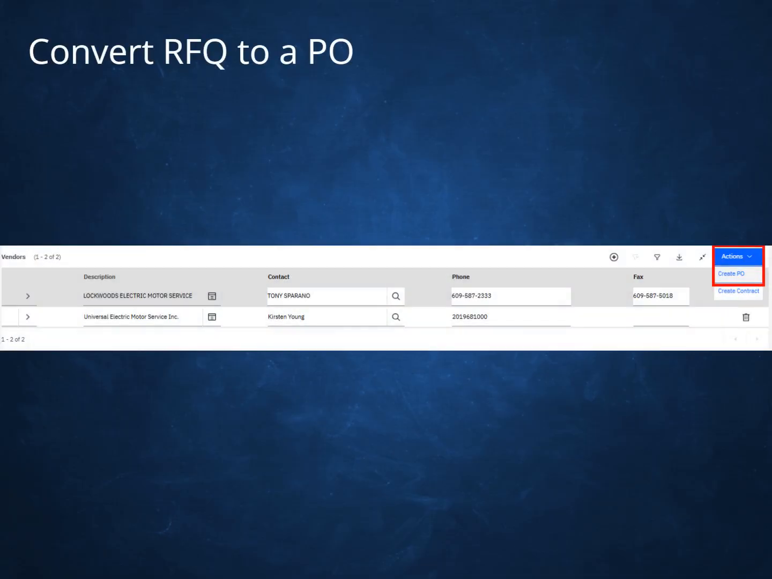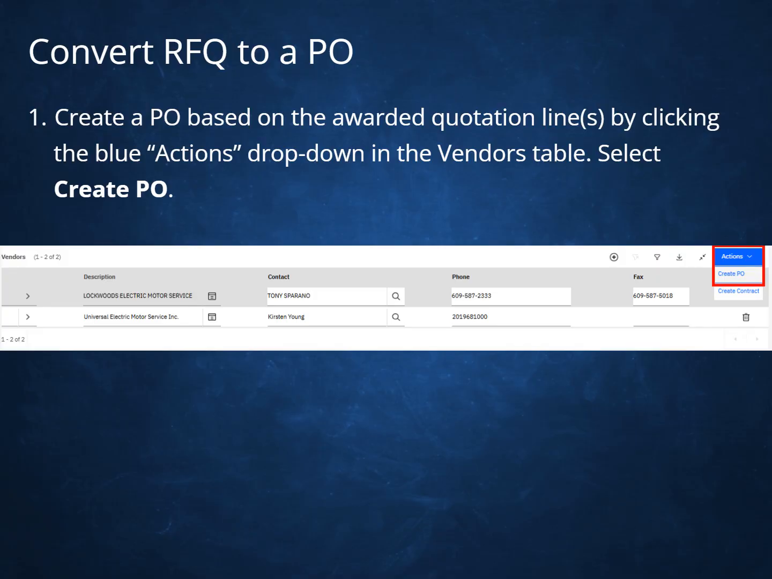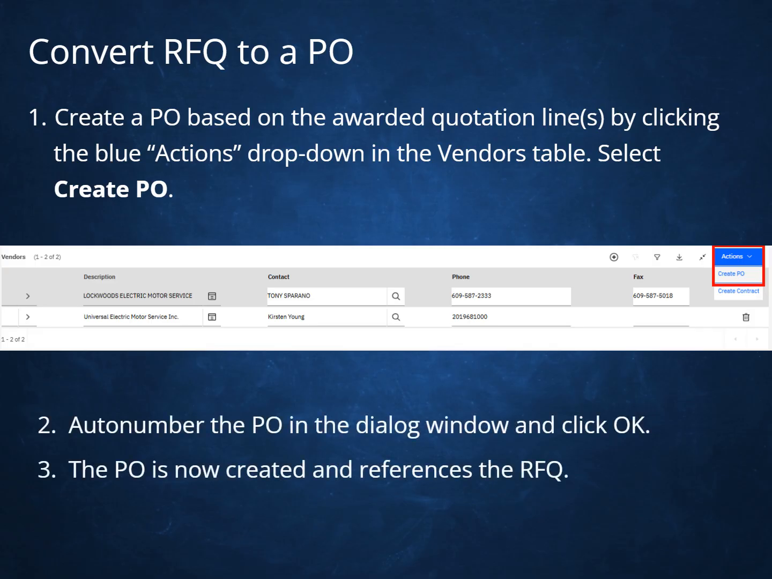Convert RFQ to a PO. 1. Create a PO based on the awarded quotation lines by clicking the blue Actions drop-down in the Vendors table. Select Create PO. 2. Auto-number the PO in the dialog window and click OK. 3. The PO is now created and references the RFQ.